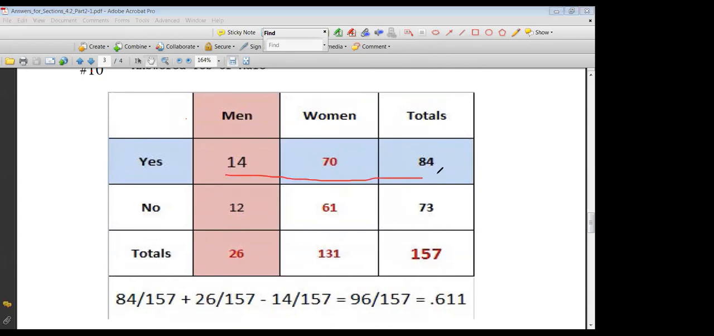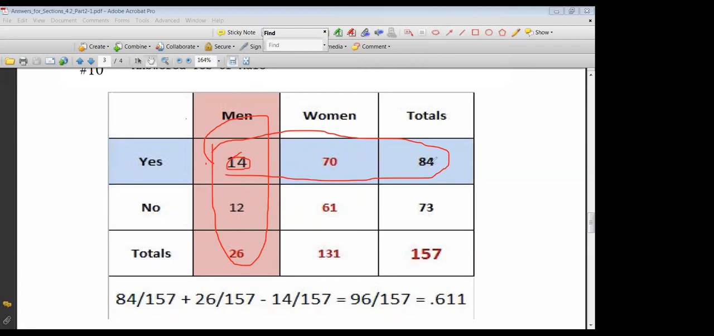You know, these were my men. These were the people, yeah, 84. And these were the people who answered yes. All right, I've already counted these 14 people as males. I don't want to count them again as answering yes. So I added the males plus the yes people, then I subtracted the double count, the 14 people here.